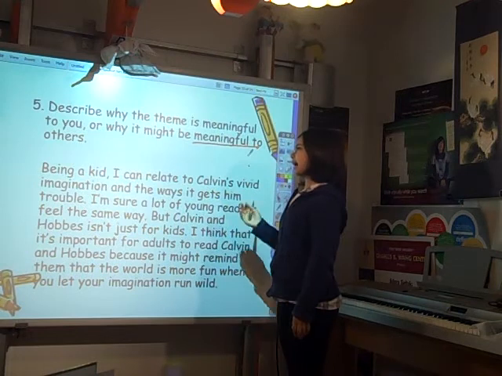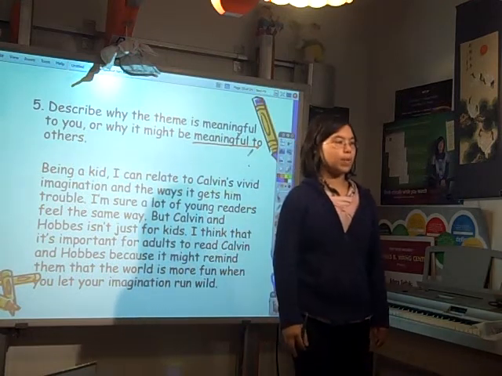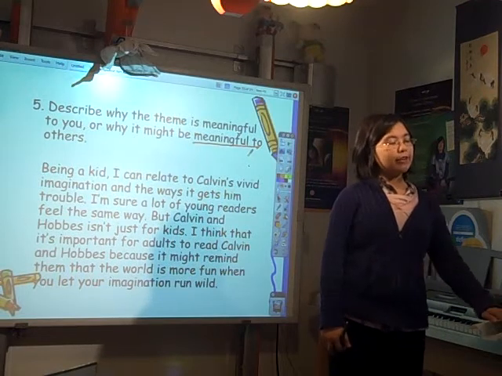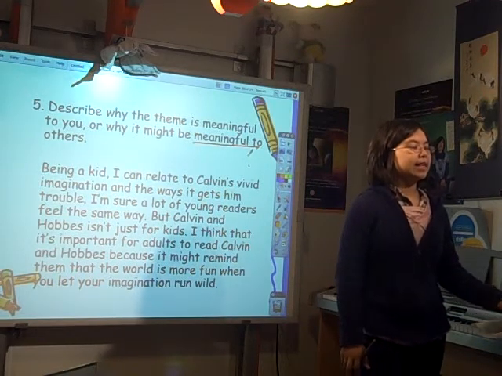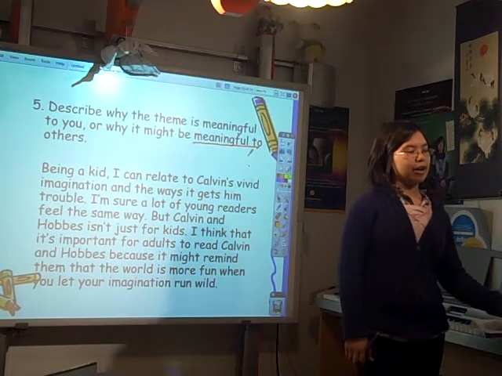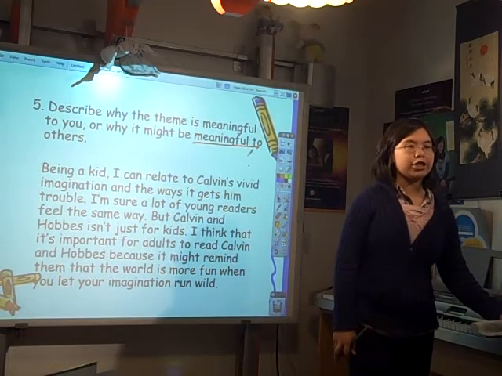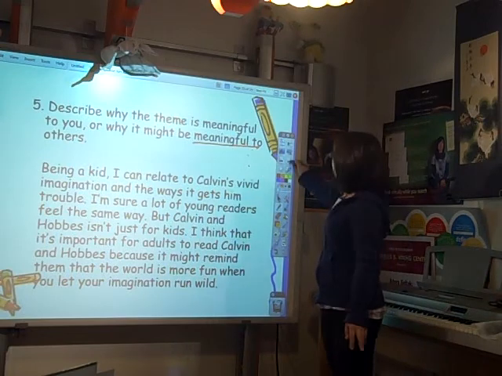I would put, being a kid, I can relate to Calvin's imagination and the ways it gets him in trouble. I'm sure a lot of young readers feel the same way. But Calvin and Hobbes isn't just for kids. I think that it's important for adults to read Calvin and Hobbes because it might remind them that the world is more fun when you let your imagination run wild.